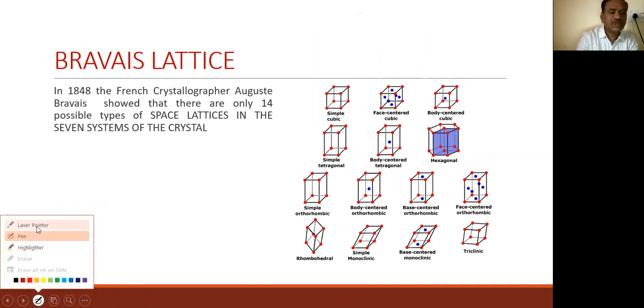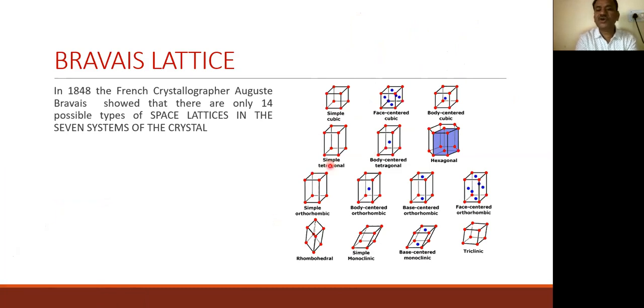Next, again tetragonal. In the tetragonal, there are 2 types. One is simple and another one is body centered. Next one is hexagonal. In hexagonal, there is only one category. Atoms are present only at the corners.